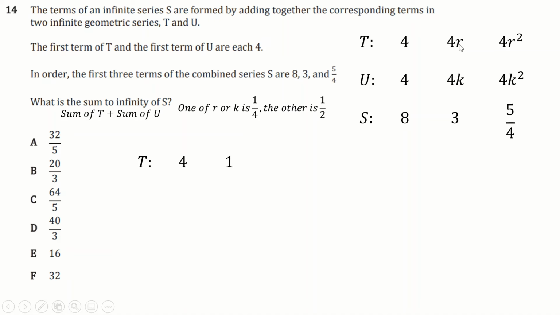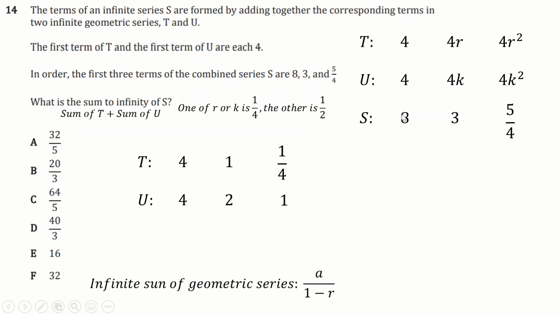So this term is 1, and this term, or a quarter squared, is a 16th. Times by 4 is a quarter. And then I'm going to choose K to be a half. So this sequence goes 4, 2, 1. And then I'm just going to check that it works, and it does. 4 plus 4 is 8. 1 plus 2 is 3. This plus this is 5/4. Good. So I found the correct thing here.